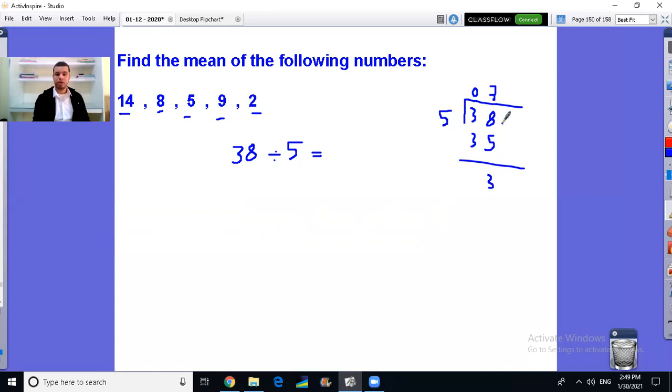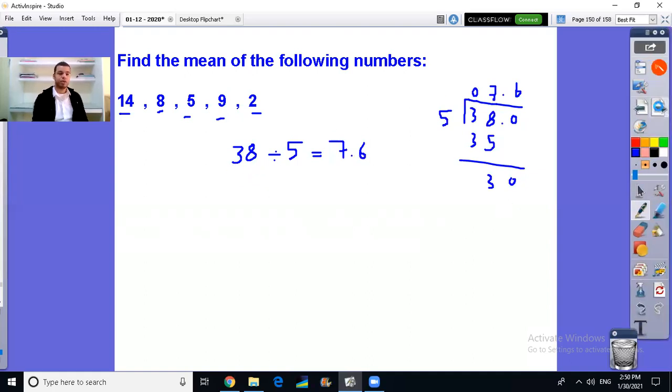After subtract, here is 3.0, put the point up, put the 0 down. 30 divided by 5 is 6. It's 7.6. So the mean or the average score is 7.6. That's if you don't have the number in the times tables, use long division. That's everything about the mean.